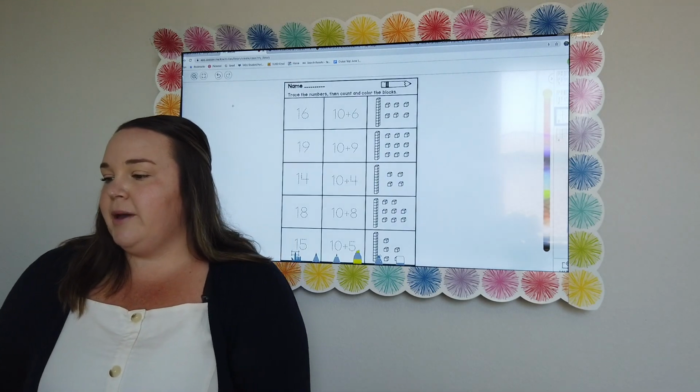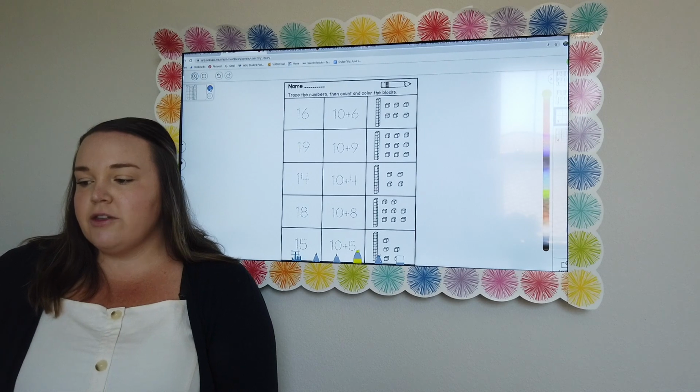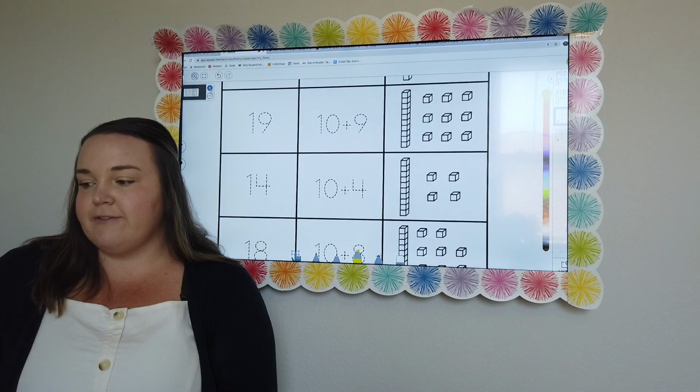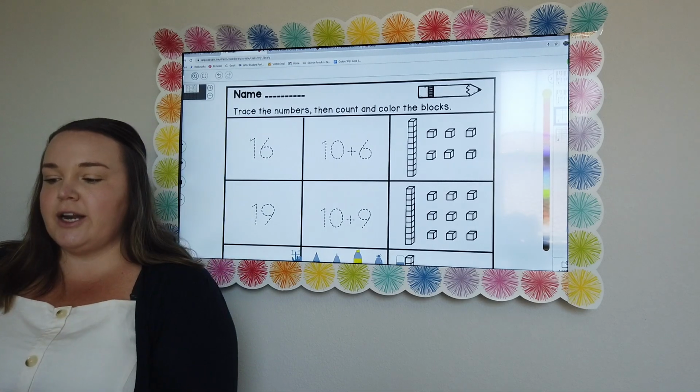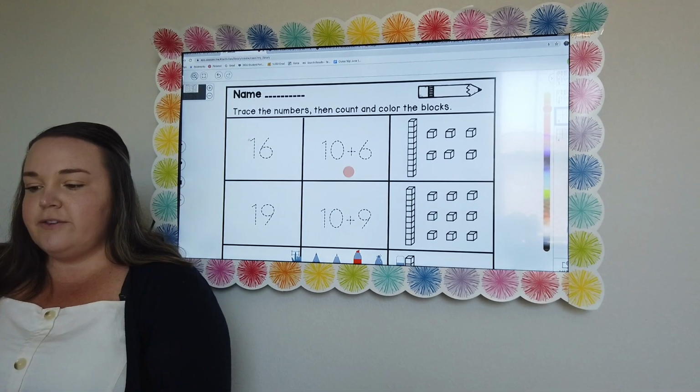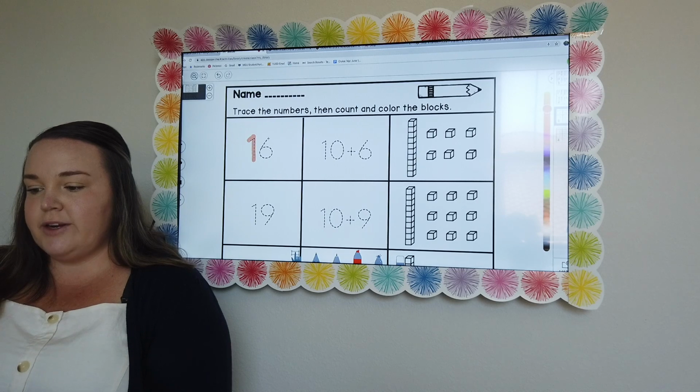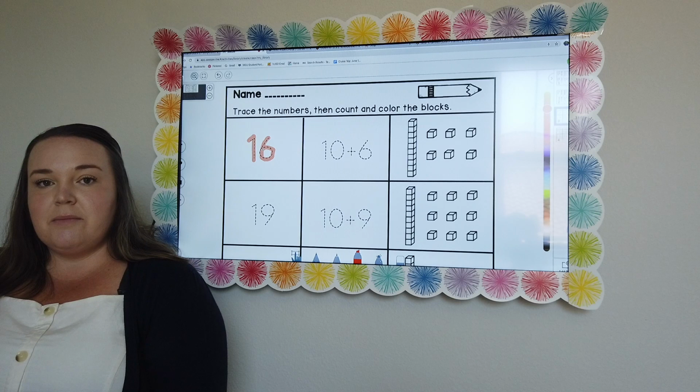We're going to move on to page number 3. All right, so page number 3 and 4 actually look a little bit different. So now we're actually looking at the numbers. So you're going to have to trace this number. So first we are tracing. If you're doing it on the computer, just do as best as you can. So the number is 16.